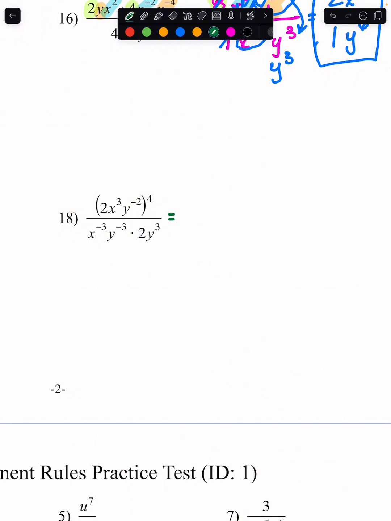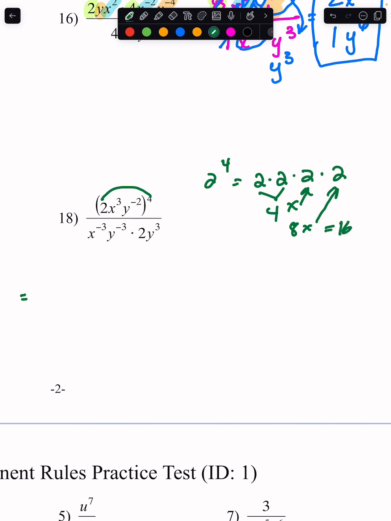So I got this 2 to the 4th. Remember, 2 to the 4th is equal to 2 times 2 times 2 times 2. 2 times 2, 4. Times this 2, 8. Times this 2, 16. And then x cubed, and that goes to the 4th. Remember, you have to multiply those. That becomes x to the 12. And then this 4 to this negative 2 is y to the negative 8. That's all from the top.